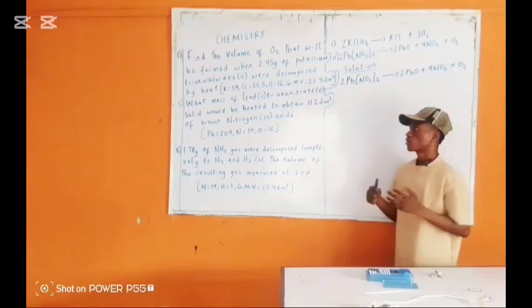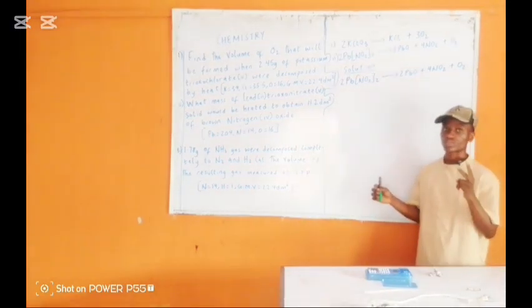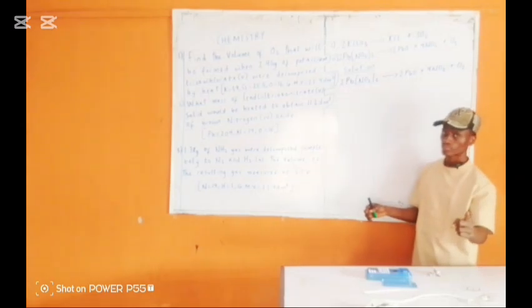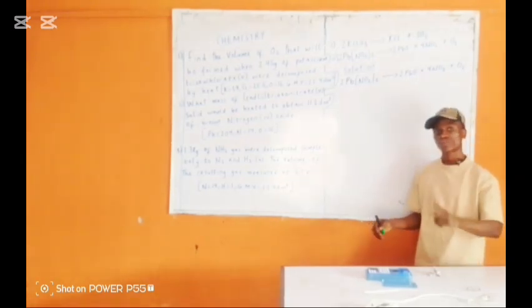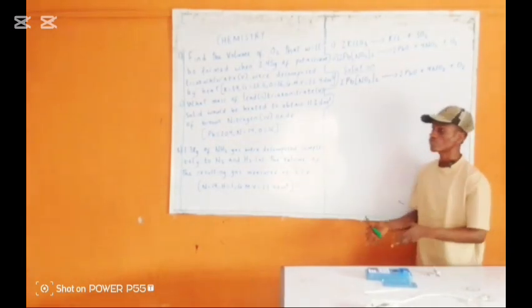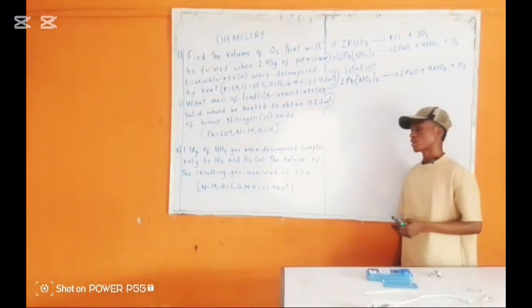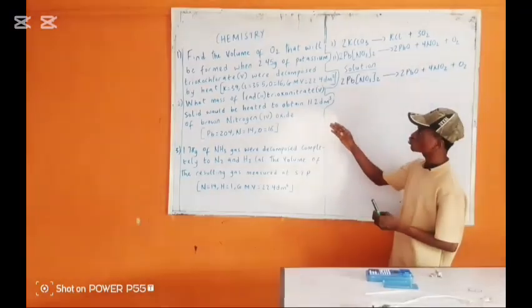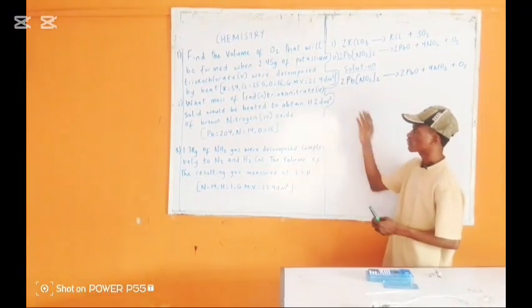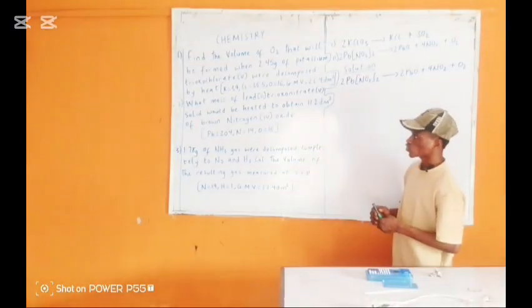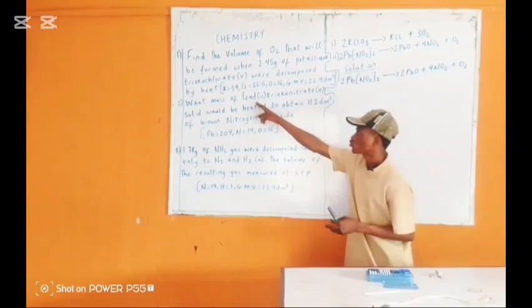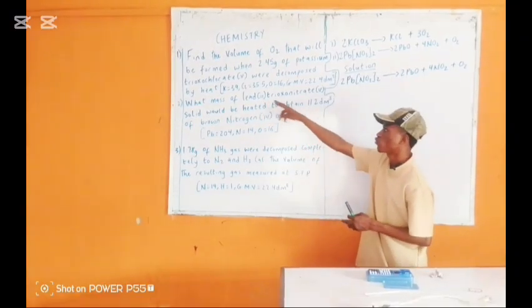Remember the two relating substances. One must be the unknown, the one we are looking for, and the second one must be the one with value. So with the question here, how are we going to find out the two? What mass of lead 2 trioxonitrate 5 solid? What mass of what? So the substance here is lead 2 trioxonitrate 5.